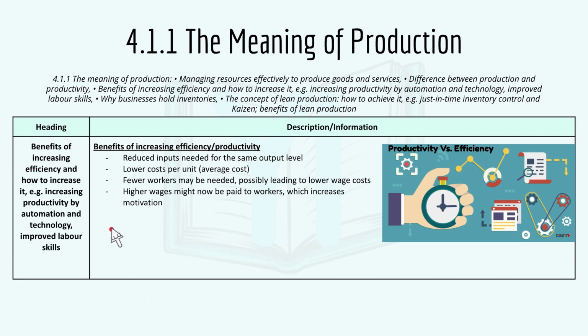Then we have the benefits of increasing efficiency and how to increase it. And here are the benefits of increasing efficiency or productivity. Number 1, there will be reduced inputs needed for the same output level. Number 2, there will be lower cost per unit, like the average cost. Number 3, fewer workers may be needed, possibly leading to lower wage costs. And number 4, higher wages might now be paid to workers, which increases motivation.